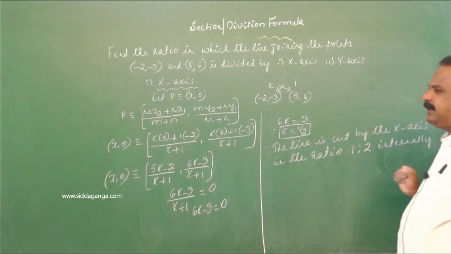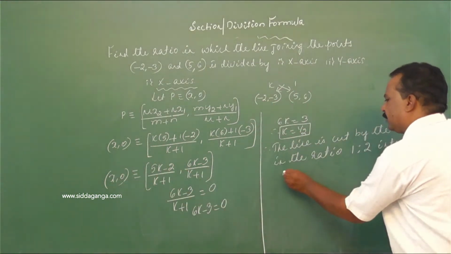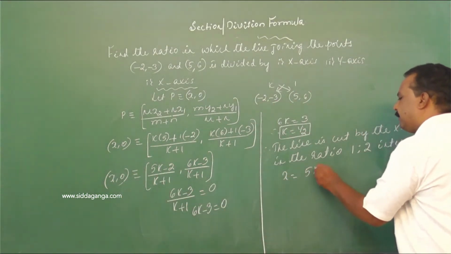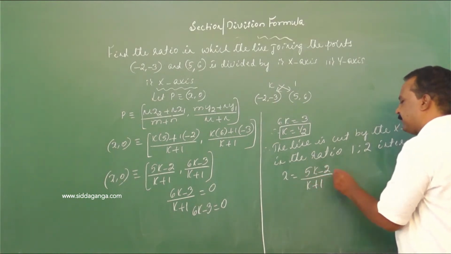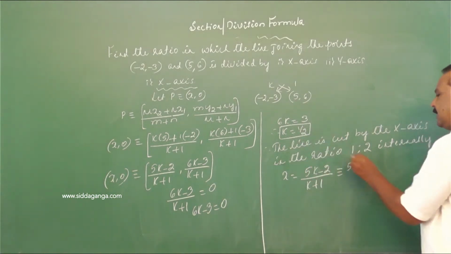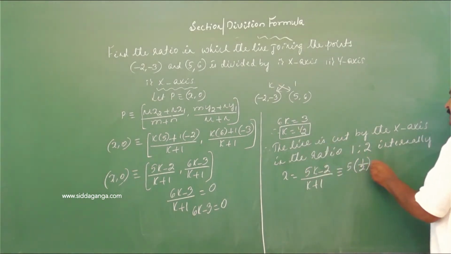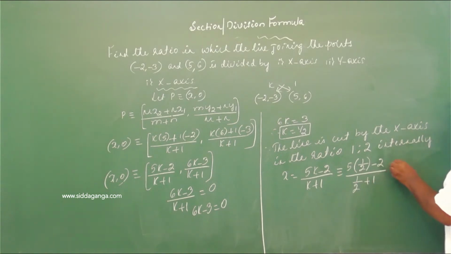Dividing point ಕೂಡ ಕಂಡುಹಿಡಿಯೋಣ. What is x coordinate here? x is equal to 5k minus 2 divided by k plus 1. Yes, 5 into what is k now? 1/2 minus 2 divided by k plus 1, 1/2 plus 1. Take the LCM and simplify. 5 minus 4 divided by 1 plus 2.